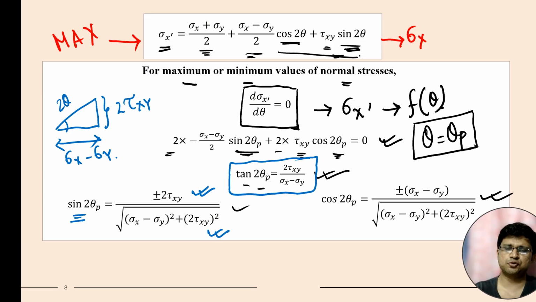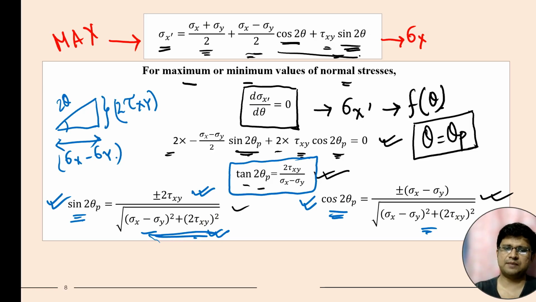Sin 2 theta p will be height by hypotenuse. So the hypotenuse value will be the root of this square plus this square: root of sigma x minus sigma y squared plus 2 tau xy squared. So this is the value of the hypotenuse, and this will be sin 2 theta p. And cos 2 theta p will be base by hypotenuse, so sigma x minus sigma y divided by the root of this total hypotenuse value. So this will be cos 2 theta p.